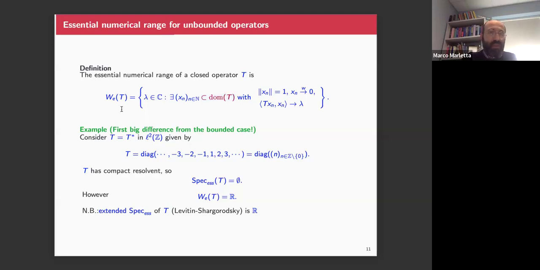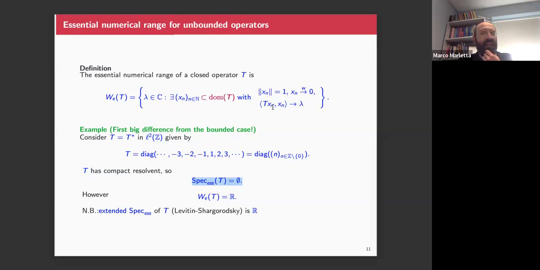Okay, so good. This thing still makes sense. It turns out it's still a convex set. It's still closed. But there are now some radical differences. So let's suppose we now consider this diagonal operator in L2 of Z, whose entries are just the non-zero integers. So this is a self-adjoint operator. It's got compact resolvent. Its essential spectrum is therefore empty. However, it's pretty easy to show that any point on the whole real axis is in the essential numerical range of this T.